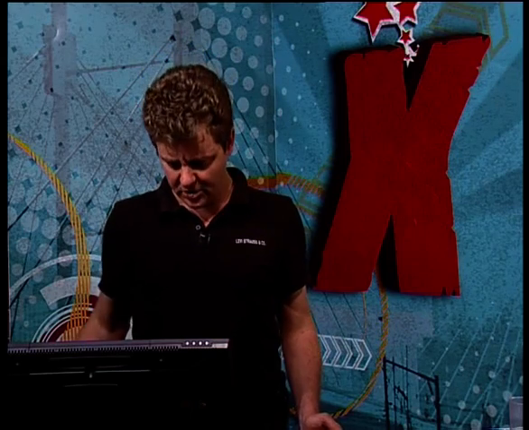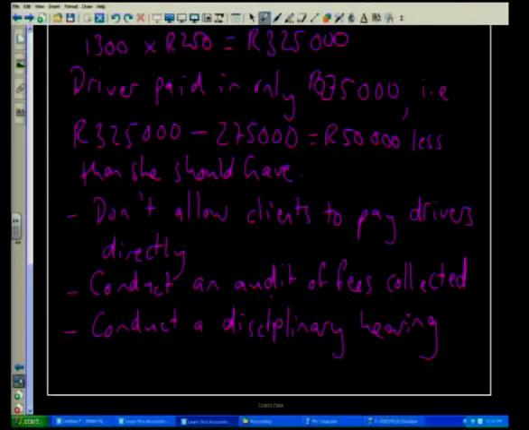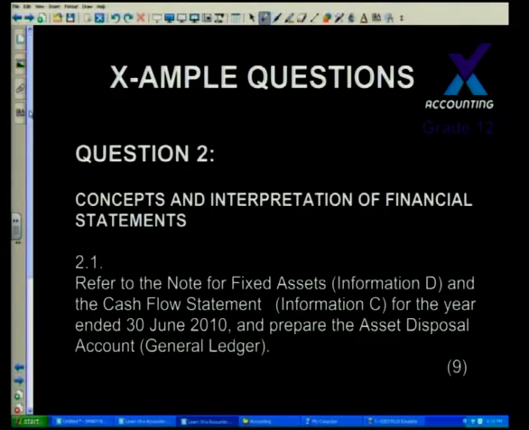There have to be written warnings. There's a lot of paperwork. So you can't just simply fire somebody just because you suspect them of being fraudulent. Make sure that you don't give that as an answer, but rather say that you should conduct a disciplinary hearing or conduct a full investigation into the causes and into the reasons of why the money has gone missing. If you answer like that, you should get 9 marks for this question. And that's the end of question 1.